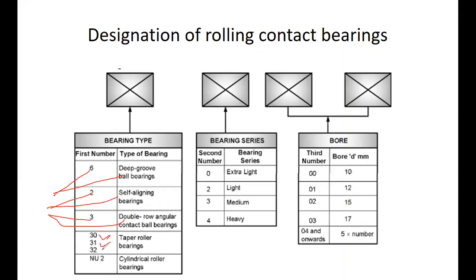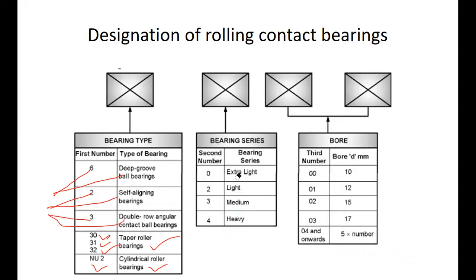If it is 30, 31, 32, then they are taper roller bearings, and NU2 indicates cylindrical roller bearings. The second number 0, 2, 3, 4 indicates extra light, light, medium, and heavy series. 00 indicates 10 mm bore diameter, 01 indicates 12 mm, 02 indicates 15 mm, 03 indicates 17 mm, and 04 onwards you will have to multiply it by 5. So if the number is 07, then 7 5s are 35 mm bore diameter.